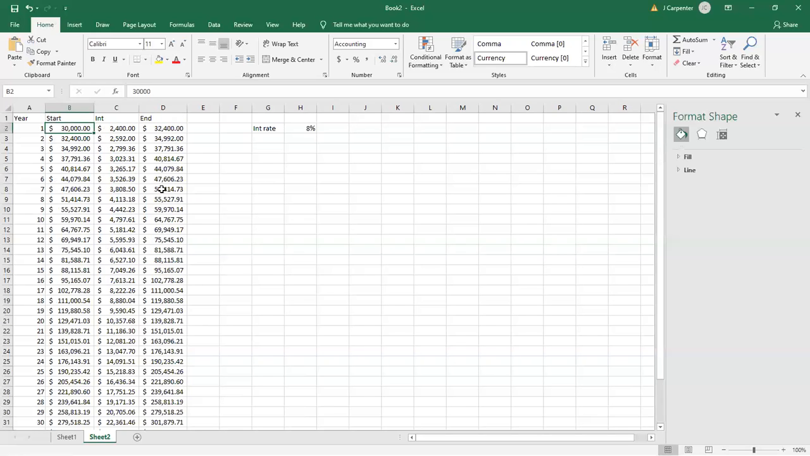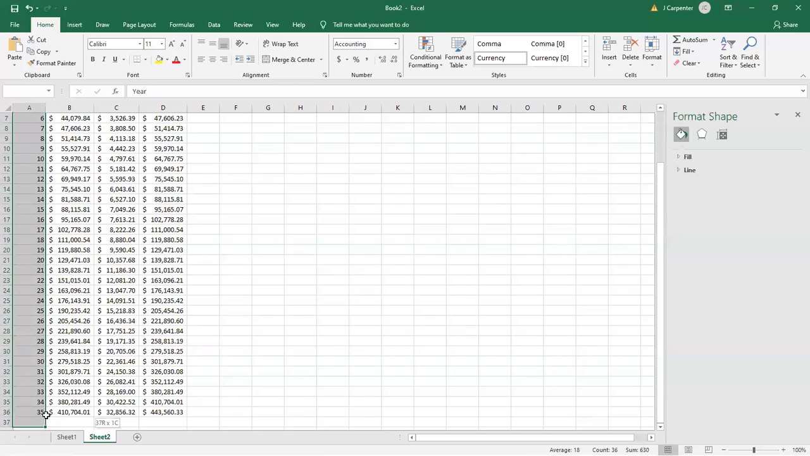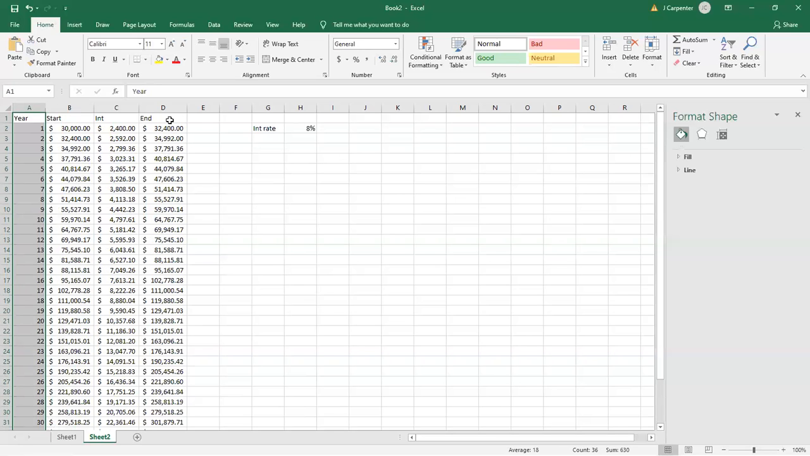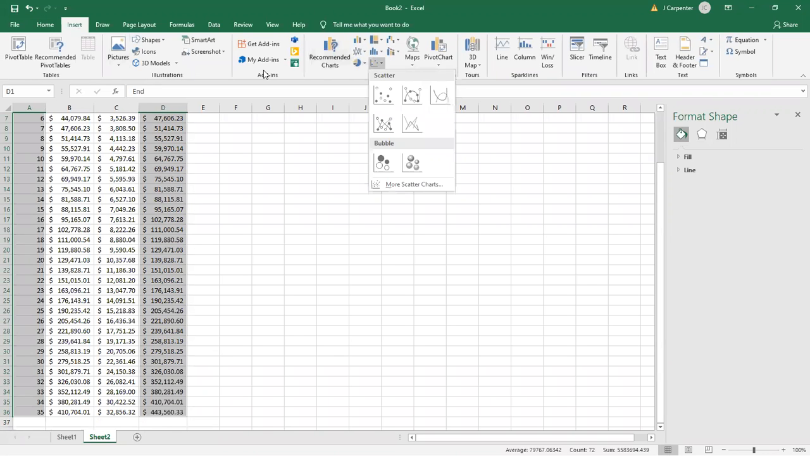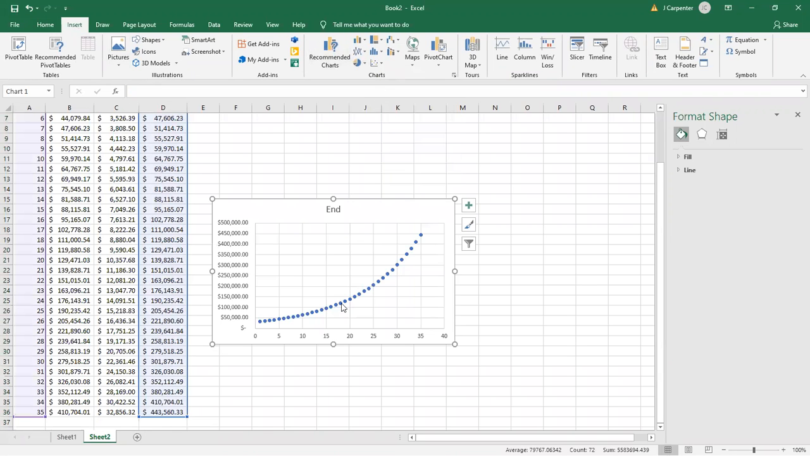But yeah, all right, so let's make our chart. So highlight all the years. Let go. Scroll back up. Before I hit anything else, I'm going to hit and hold Control, highlight the ending balance, let go, then insert, scatter chart, boom. Look at that, it's got a nice bend to it, that's our explosion.